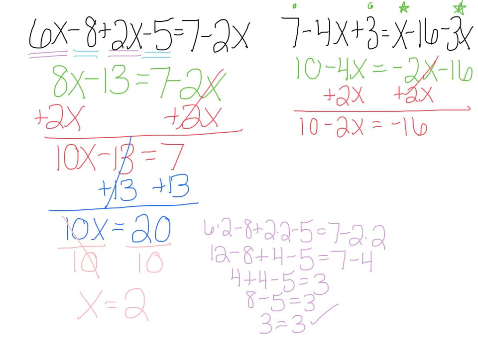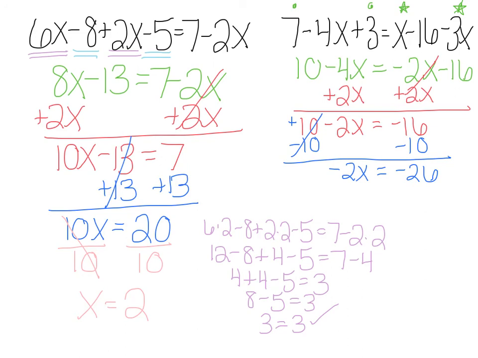Our next step is to get the negative 2x by itself. So I need to get rid of the 10. Remember, the sign is in front of it, so it is a positive. Don't be fooled by this negative right here. To get rid of a positive 10, we need to subtract 10. 10 minus 10 is 0, so we're left with negative 2x, and negative 16 minus 10 is negative 26.